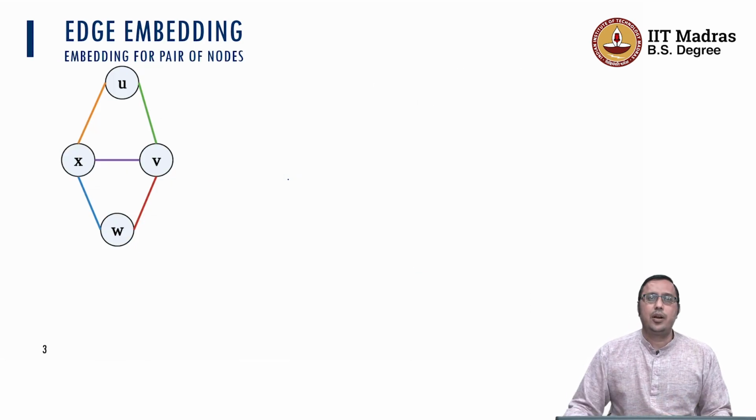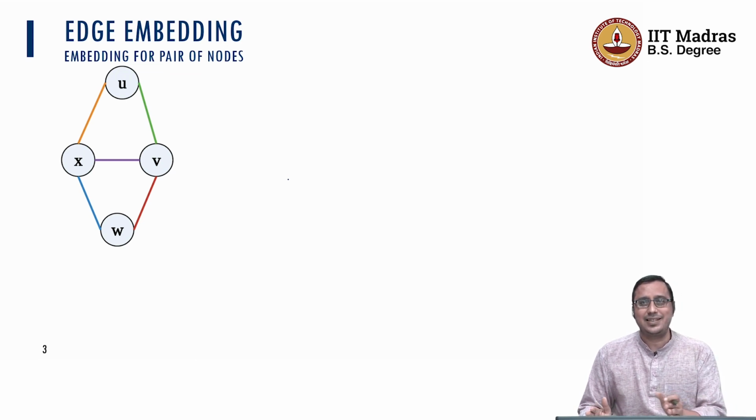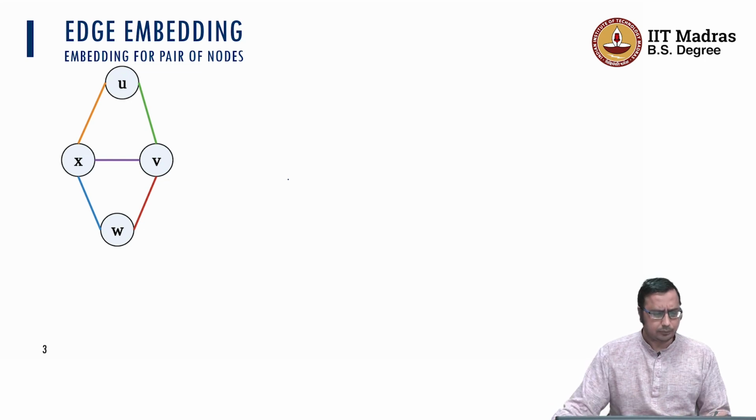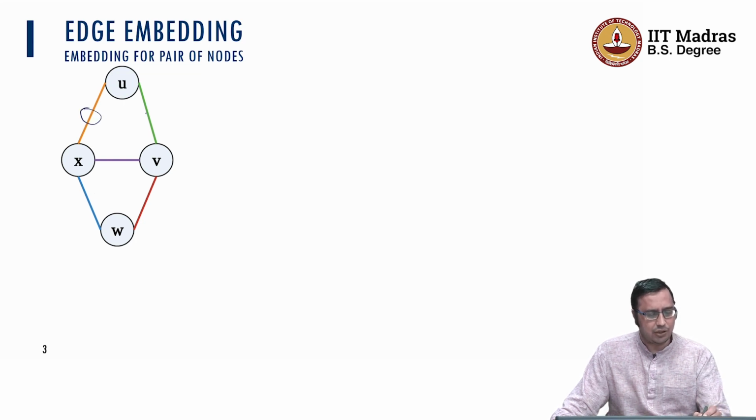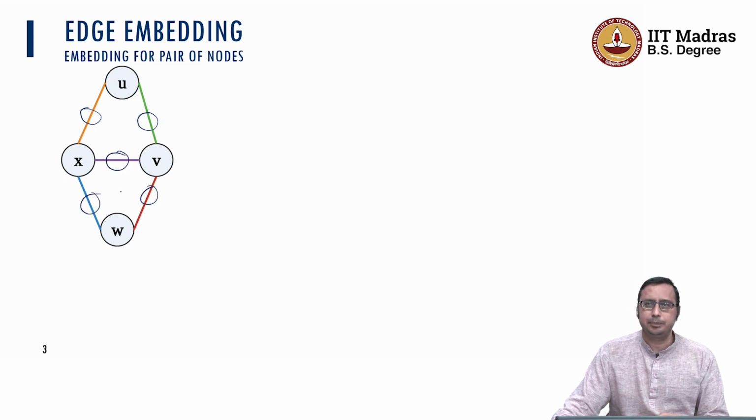And that's what we are going to look at in the next couple of slides: how we can use some of the ideas we have used for node embedding and extend them to edge embedding, and how. So let's look at the problem of edge embedding. Now, if I look at this problem, I can see that I am looking at some kind of embedding for this edge, this edge, this edge, this edge, or this edge.